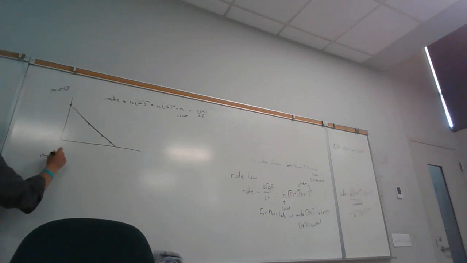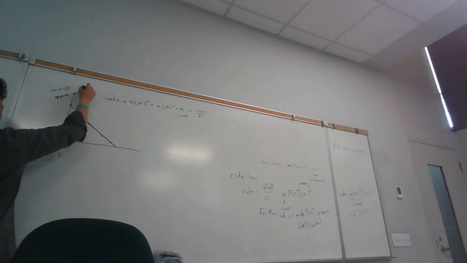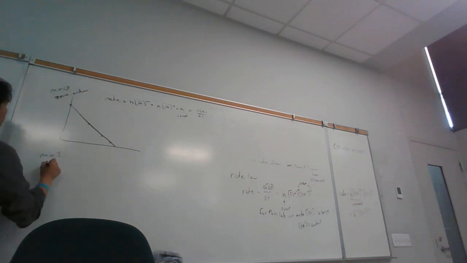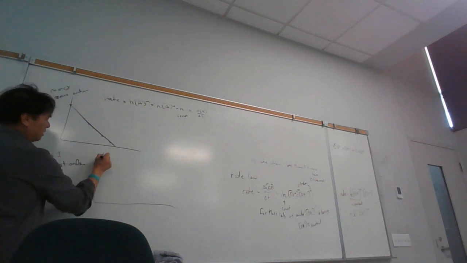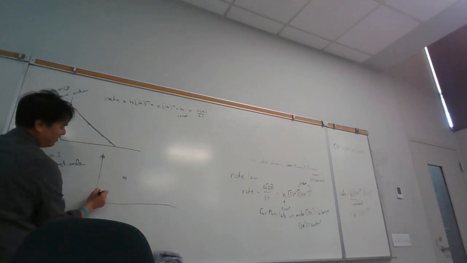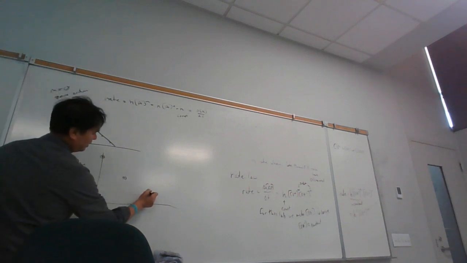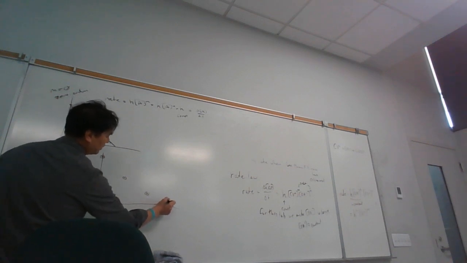When m equals 1, then that's what we call first order. This is called zero order. This is called first order here. In the first order reaction, if I start off with A here and I cut it in half, let's say I'll end up here, and then I'll cut it in half again, I end up about here. And then I cut it in half again, I end up here.